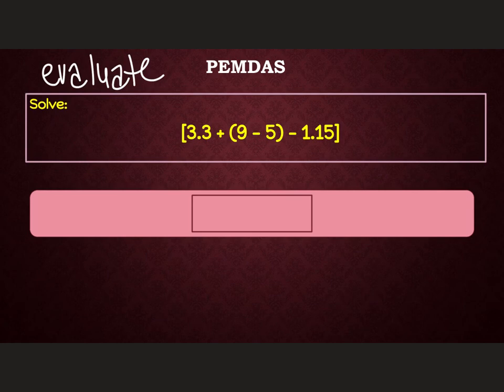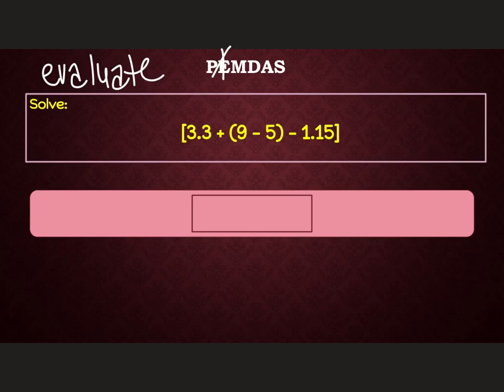Remember, PEMDAS is a P for parentheses. We don't do exponents in 5th grade. Then we have multiplication or division, whichever one comes first, and then addition or subtraction, whichever one comes first. And I can tell by looking at this, I do not have any multiplication or division. So it looks like I'll be doing some addition and subtraction.